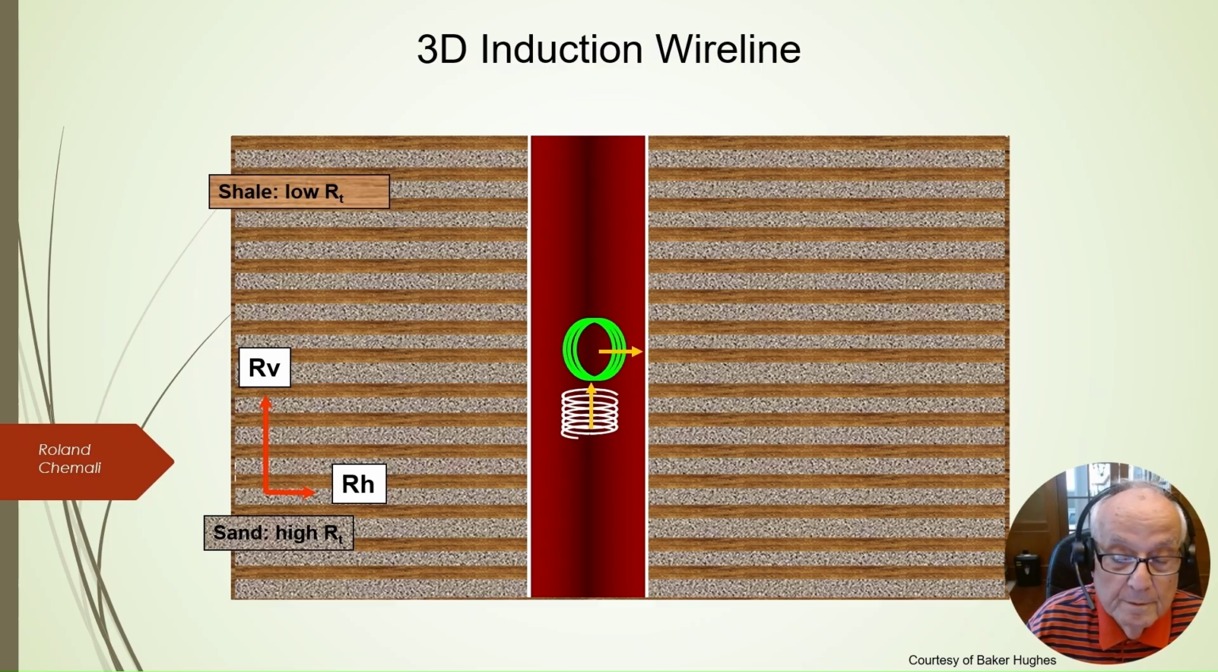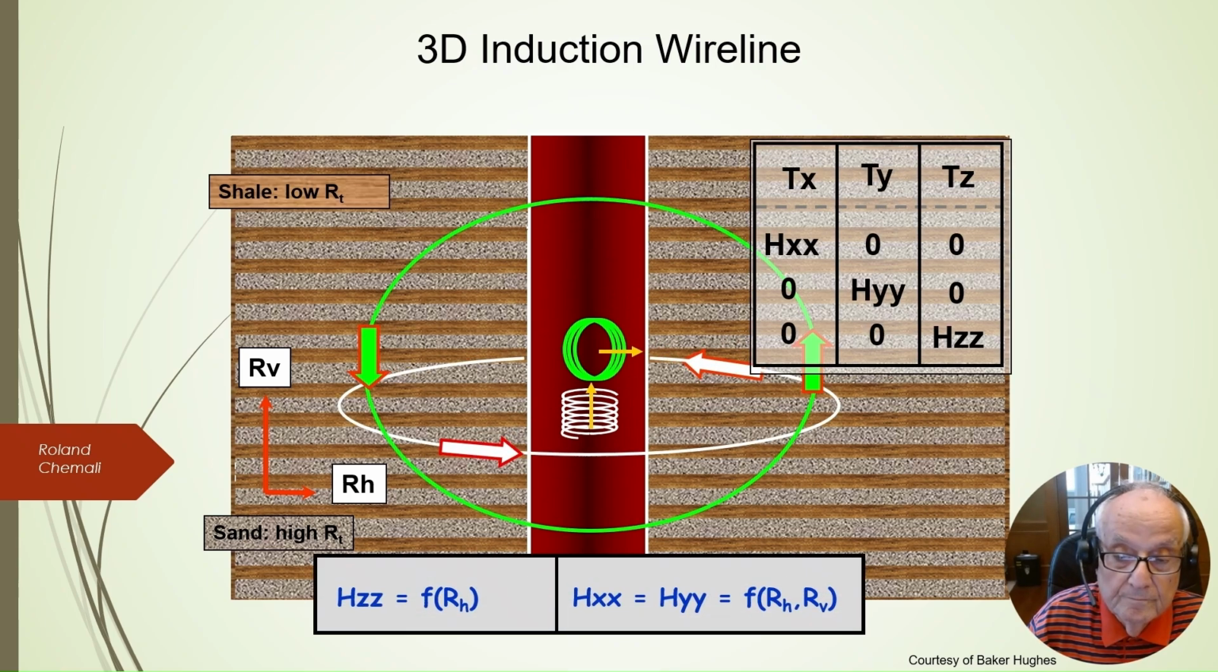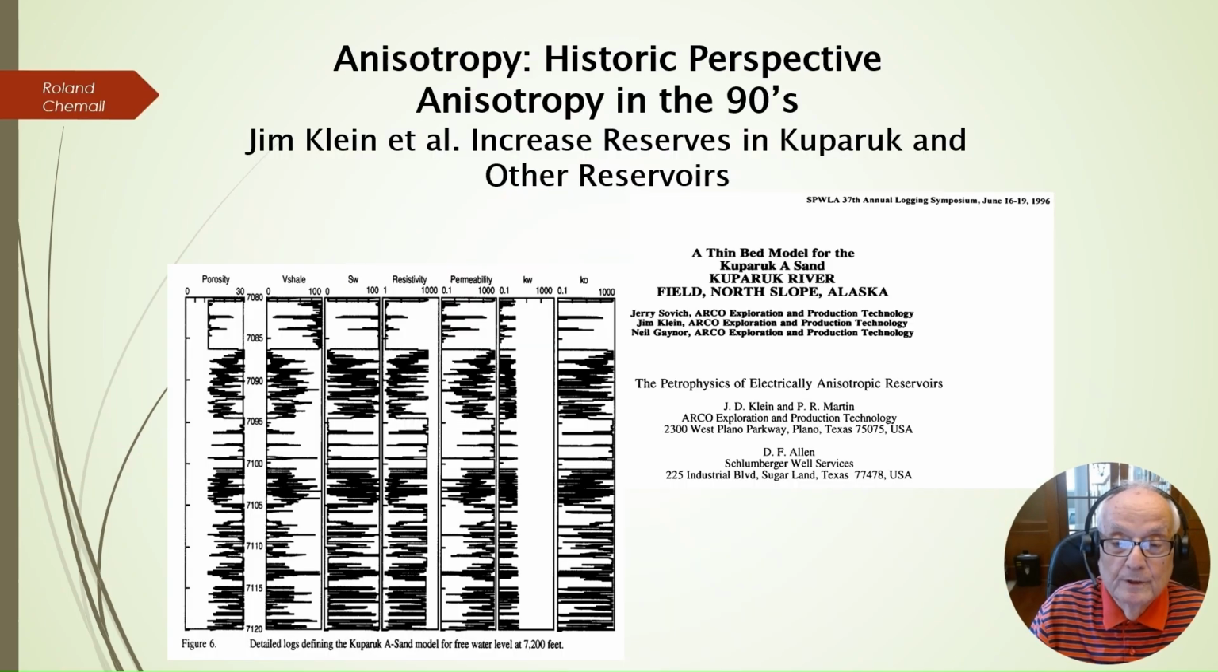Baker Atlas was probably the most proactive in that domain. They designed something called the 3D induction wireline, and then the other service companies followed suit, where you would measure RV and RH by using coils that are oriented to measure horizontal resistivity and vertical resistivity. Why this whole anisotropy, in fact, started before we could measure it easily.